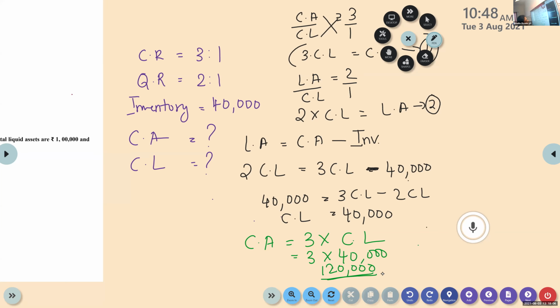Are you all able to do? Only 3 gave me the answer. Anjo, Aparna and Karthik gave me the answer. Nobody else in the chat. I'll give you one more question. Similar type. Okay, one more question.